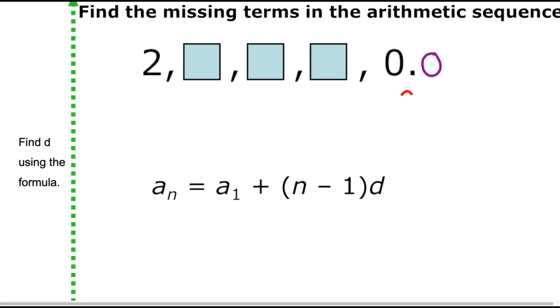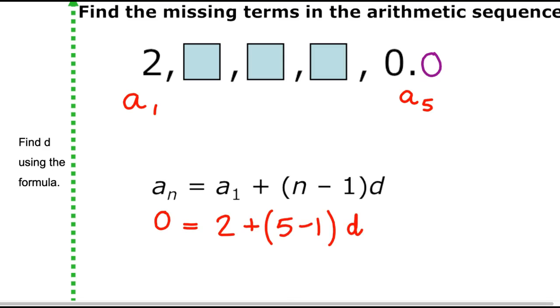This is the fifth term, isn't it? A sub 5 is 0. A sub 1 is 2. And I don't know the common difference, but I know everything else, so I can just plug this all in. I say, all right, well, when is 0 going to equal a sub 1, which is 2, plus n, which is 5, so 5 minus 1, times d.